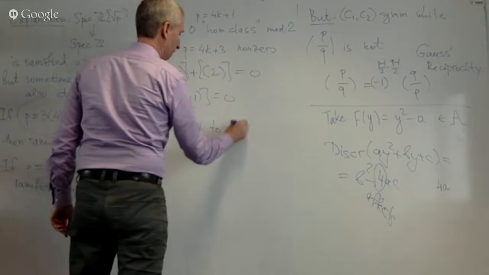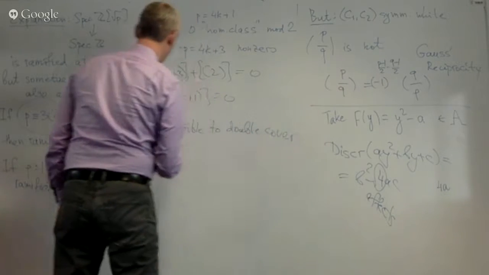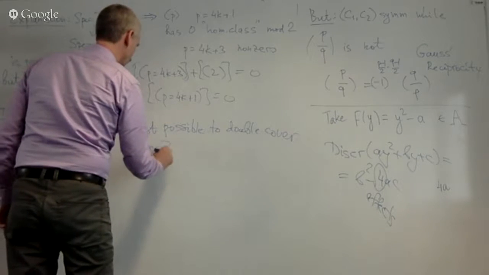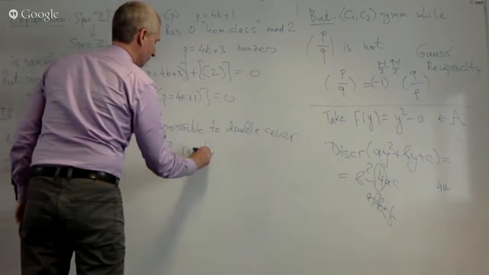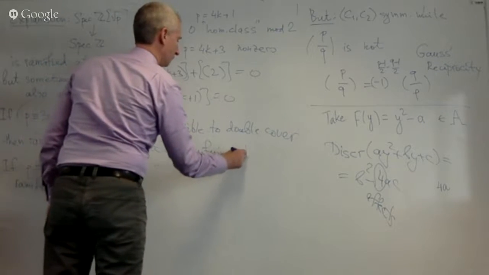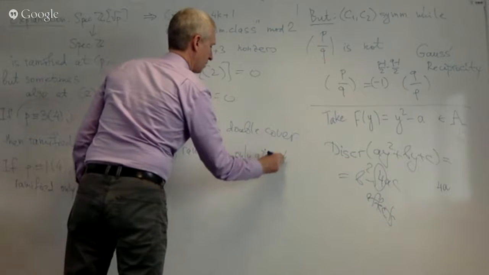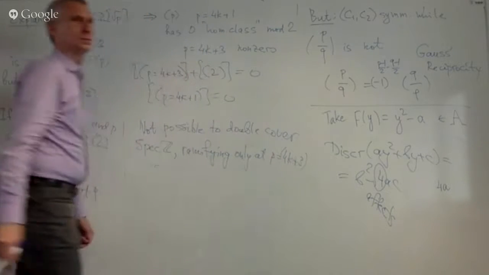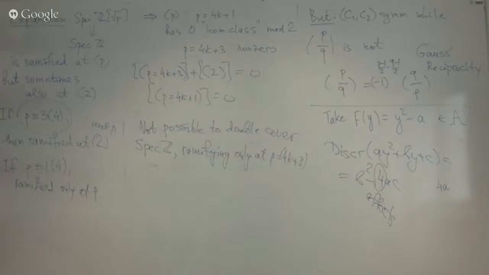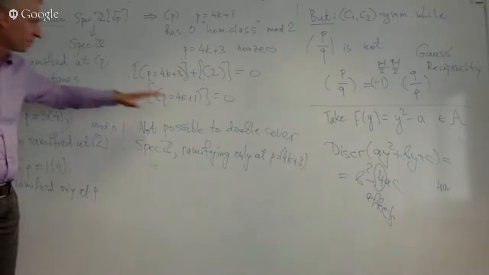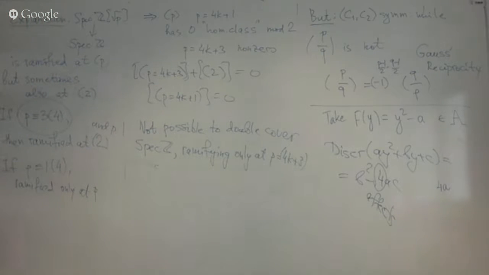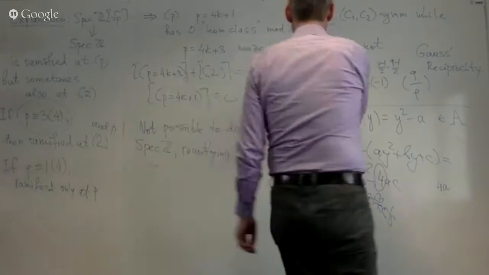To double cover Spec Z, ramifying only at v equals 4k plus 3. So these are kind of small black boxes, and I have to take it as a black box here. By analogy with what we've seen before, we try this, and each time in these two cases this would always appear. But if it's 4k plus 1, then it will not appear. So now this matches Gaussian reciprocity.